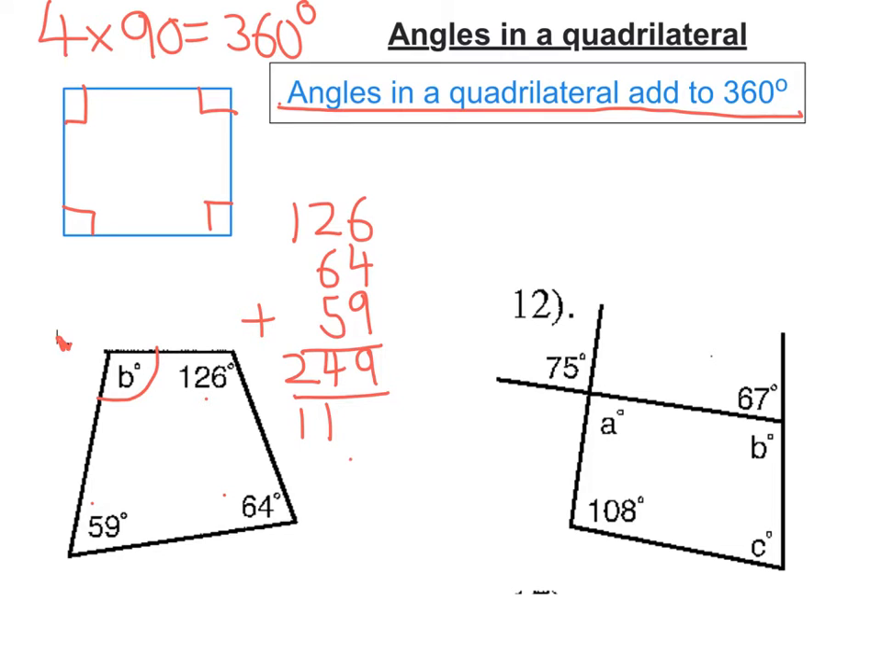So to work out B, I'm going to do 360 take away 249. So 0 take away 9 can't do, so borrow. I'm going to get 1, 1, 1. So B is 111.